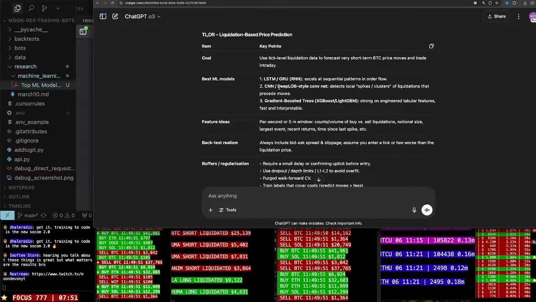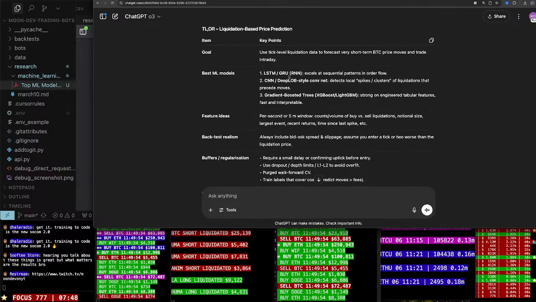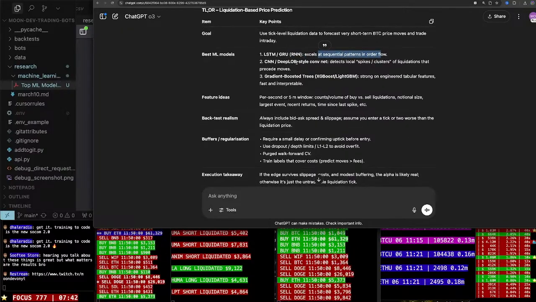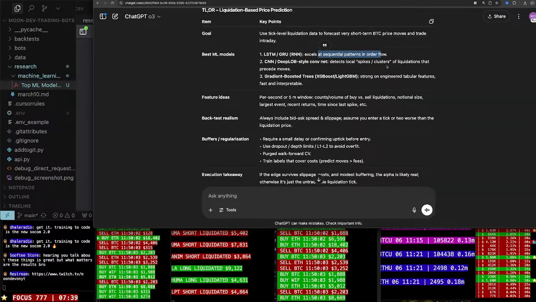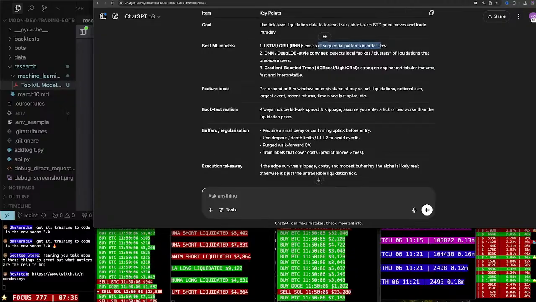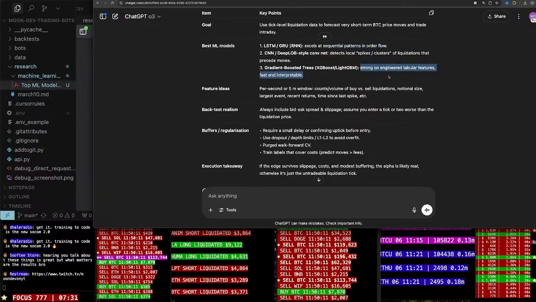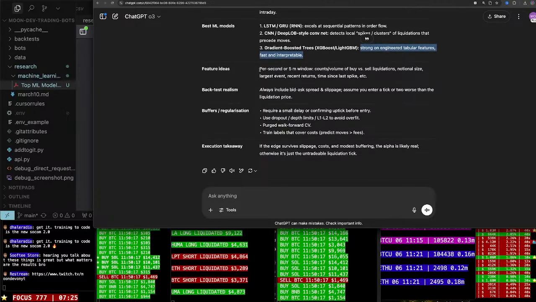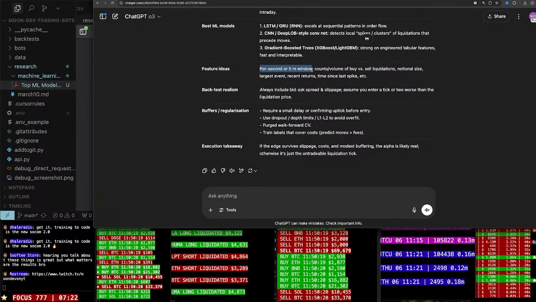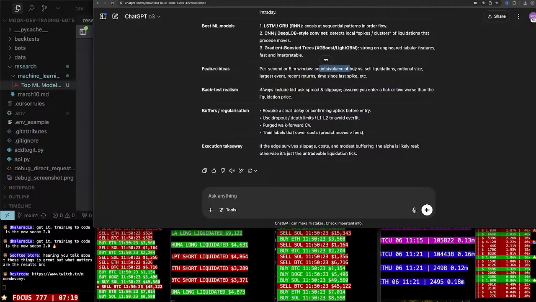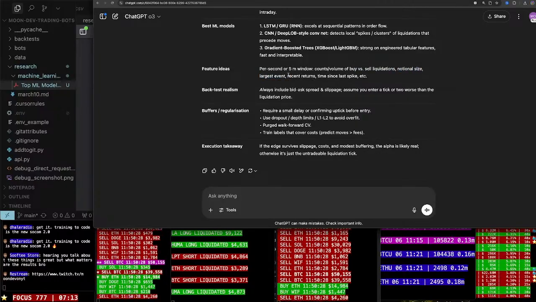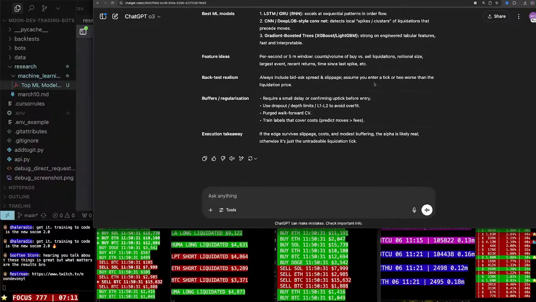The best ML models for this data specifically: LSTM or GRU, so RNNs, excel at sequential patterns in order flow. CNNs detect spikes or clusters of liquidations that precede moves. Gradient boosted trees, XGBoost, LightGBM, are strong on engineered tabular features, fast and interpretable. Feature ideas: per second or 5-minute window, counts of volume, buy versus sell liquidations, notional size, largest event, recent returns, time since last spike, etc.